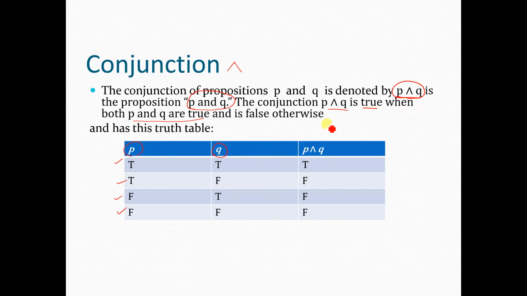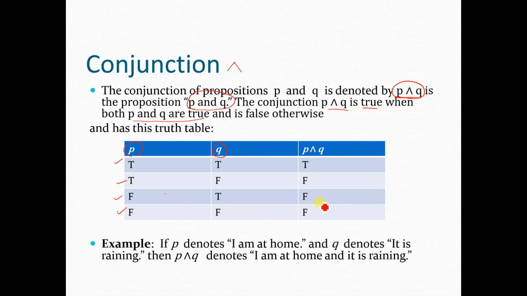So for P ∧ Q, this column indicates the truth values. Now if P is true and Q is true, P ∧ Q is true. According to the definition, P ∧ Q is true when both P and Q are true, otherwise it is false. So when P is true and Q is false, this is false. When P is false and Q is true, this is false. When P is false and Q is false, that is, both are false, then P ∧ Q is also false. Now if P denotes I am at home and Q denotes it is raining, then P ∧ Q will be the sentence, I am at home and it is raining. Simple.